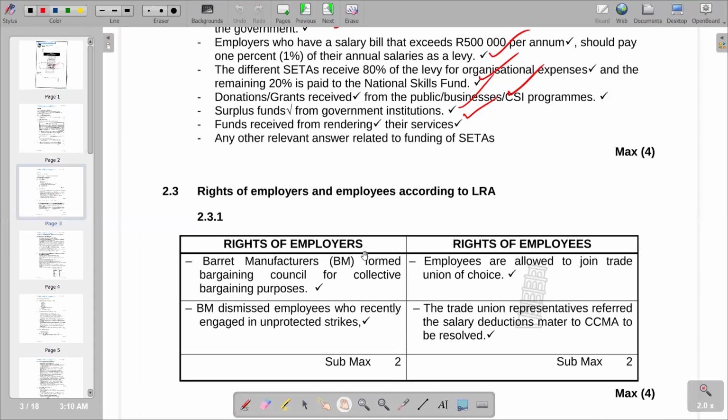We've got rights of employer and then rights of employees. Under employers, we've got the first point: Barrette Manufacturers, which is BM, formed a bargaining council for collective bargaining purposes. This is the point that we identified initially. And then we have also BM dismissed the employees. For the employees, they are allowed to join a trade union of choice, and the matter is referred to the CCMA to be resolved. So basically, that's what we have on 2.3.